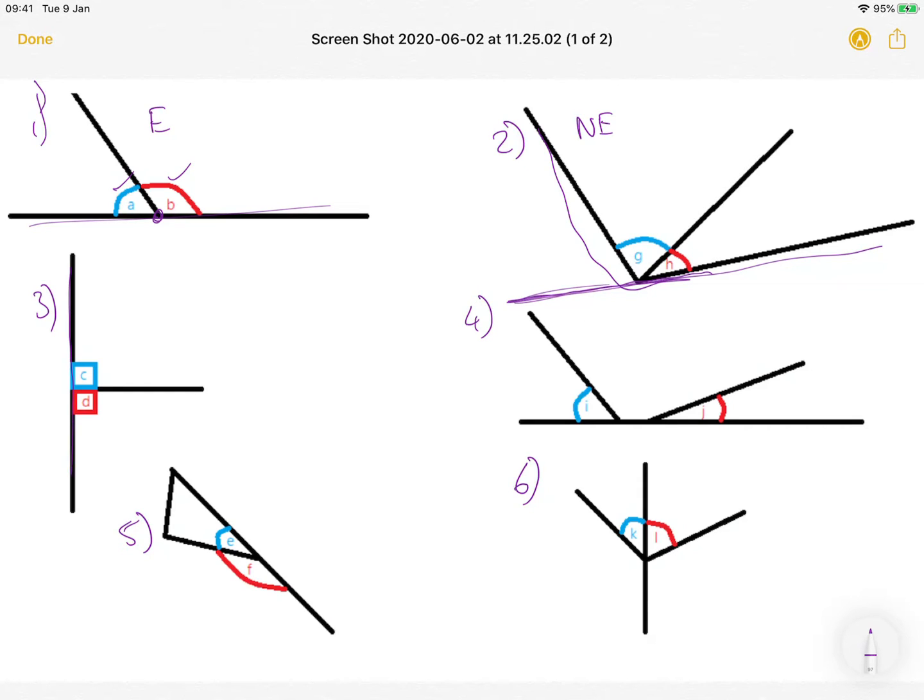3, straight line, they are angles next to each other. We usually denote a right angle with a little square, so that is an example. They are both 90-degree angles.